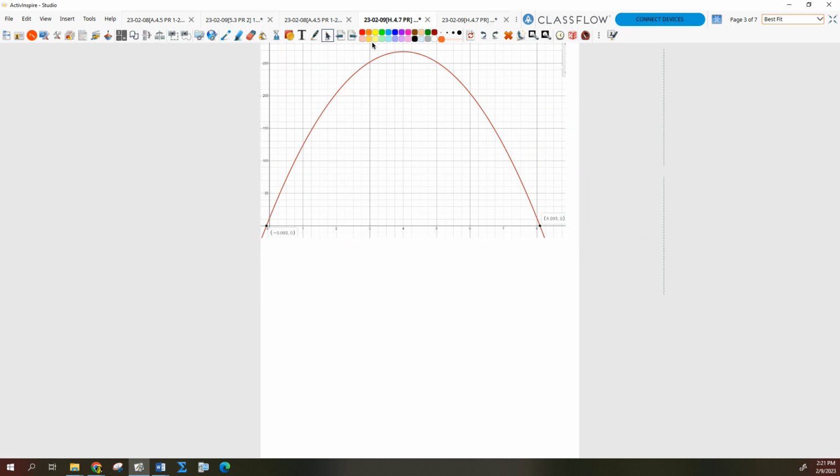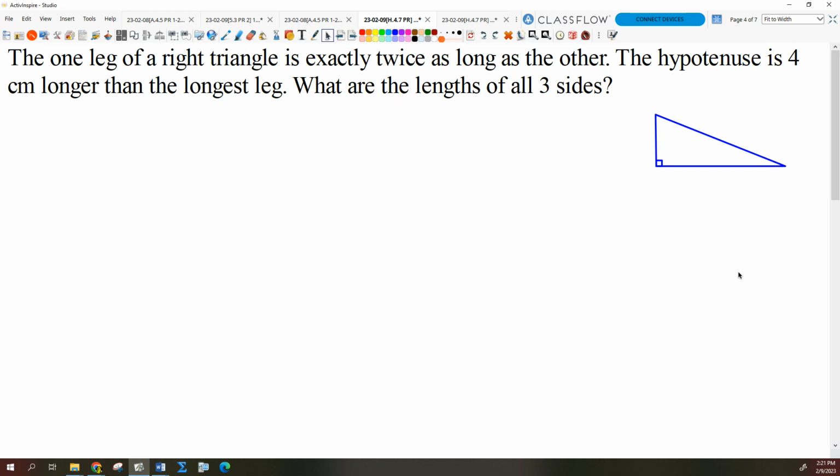All right. Another one down. How about this one? One leg of a right triangle is exactly twice as long as the other leg. The hypotenuse is 4 centimeters longer than the longest leg. What are the lengths of all 3 sides? So I gave us a little picture of a right triangle. That's generally kind of useful.